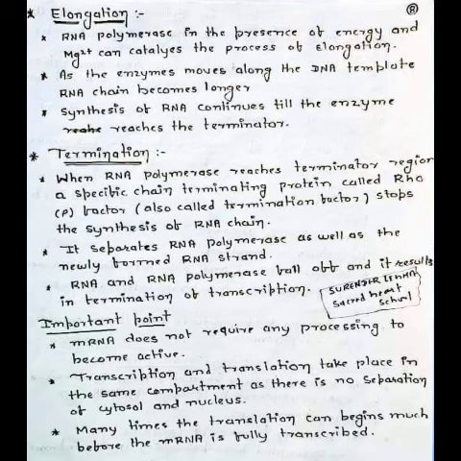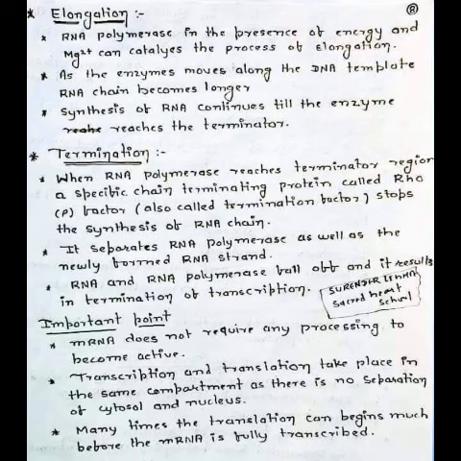In the elongation step, RNA polymerase in the presence of energy and magnesium ions can catalyze the process of elongation, right? Here the magnesium acts as a cofactor. As the enzyme moves along the DNA template, the RNA chain becomes longer. Synthesis of the RNA continues till the enzyme reaches the terminator, right?